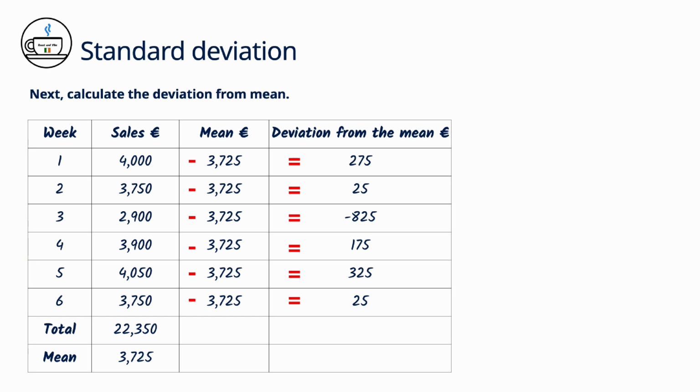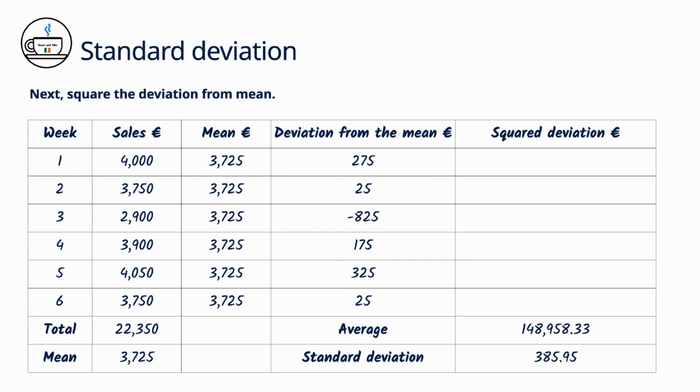The calculation for week 2 is €3,750 minus €3,725, which gives a deviation from the mean of €25. Repeat this process for each week in the dataset until you have the deviation from the mean for weeks 1 to 6. Next, for each data point, square the deviation from the mean. To square something means to multiply it by itself. For example, for week 1, this is equal to 275 times 275. For week 2, it's 25 by 25, and so on.